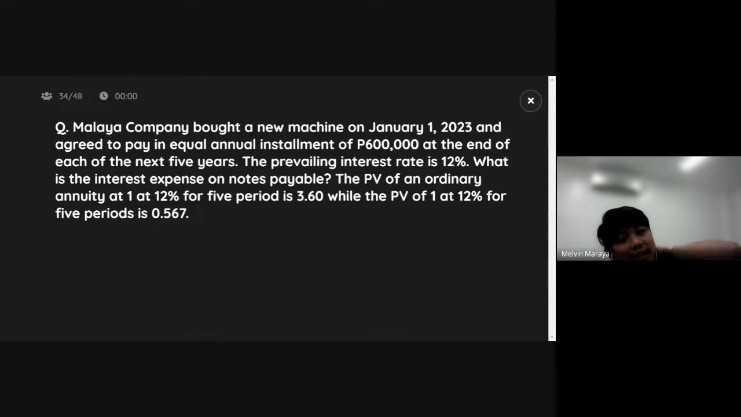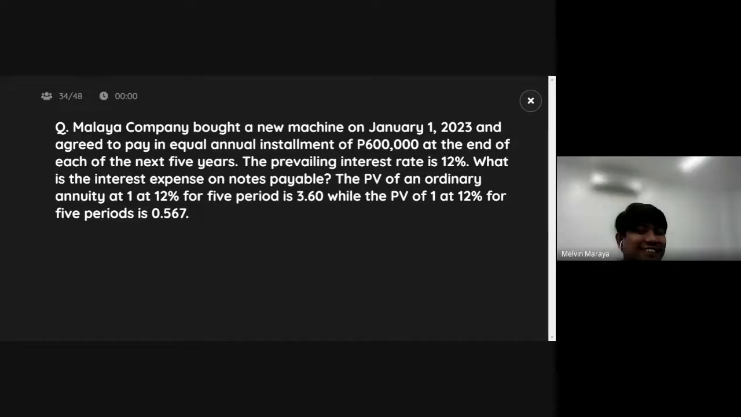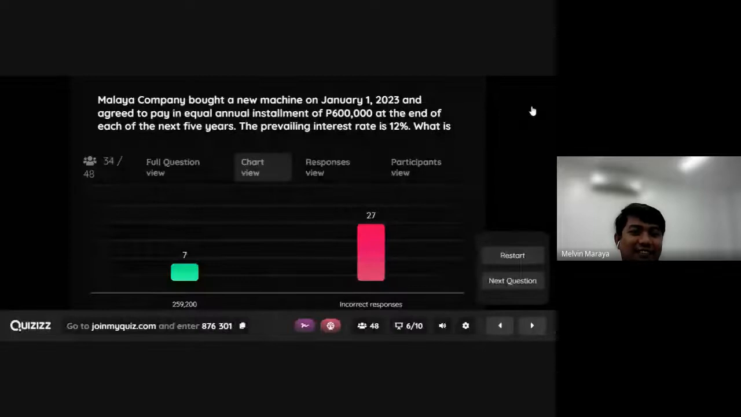At the end of 2023, the interest expense that we will recognize is 12% of the 2,160,000. What is the 12% of 2,160,000? 259,200. Okay, mayroon po akong sinabing principle dito on this kind of problem. Okay, next question.